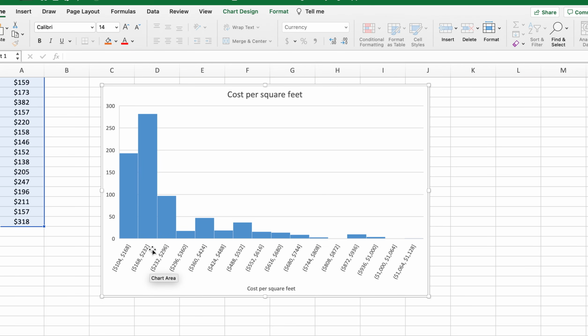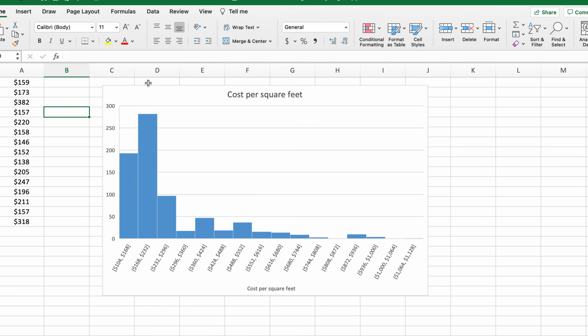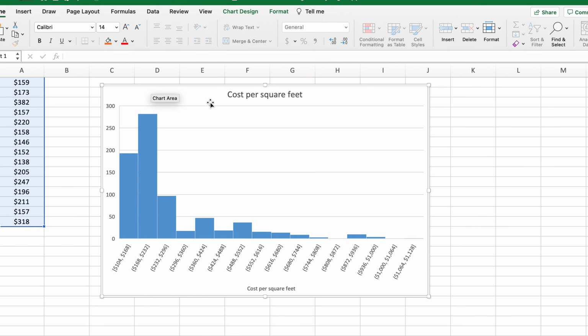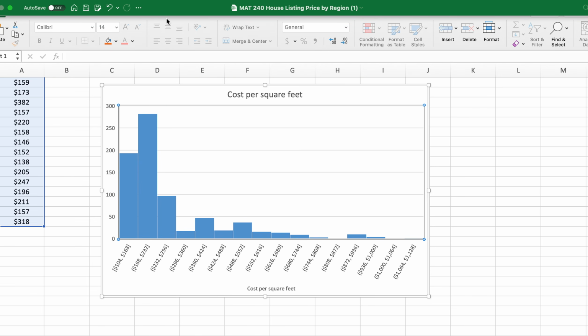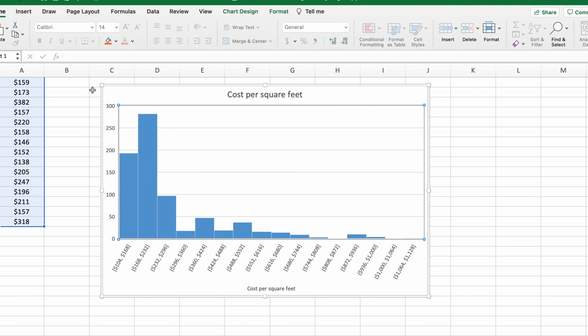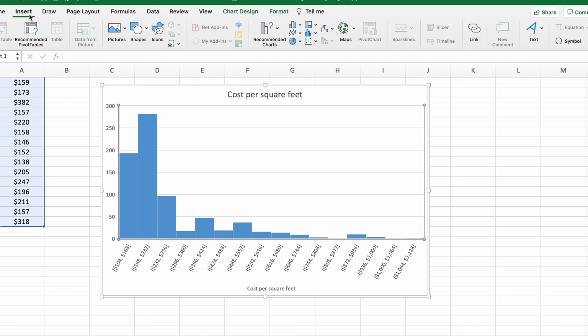Okay, let's look at one more. This one says 168 to 232. Let me come up here, and when I hover over it, it says 282. 282 houses have a cost per square foot between 168 and 232. Okay, let me double click back in my graph. So these numbers here are frequencies.